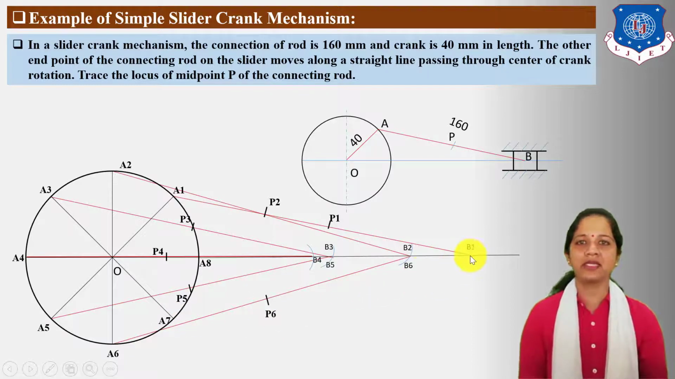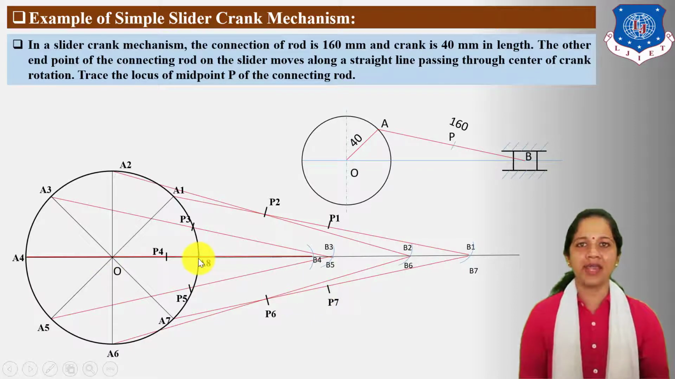Similarly, locate B7 point at B1 point because the angle of A1 and A7 crank from horizontal reference is same. So mark here B7 point, connect A7 and B7, locate its midpoint P7.